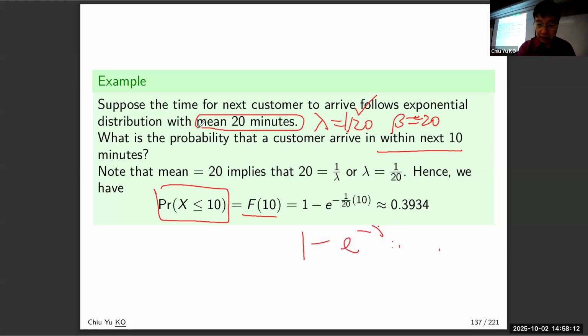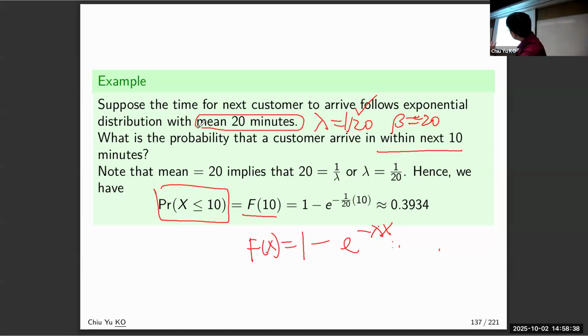This is the formula. If you remember a few slides back, this is something we need you to know, right? This is the big F function. So we just put the lambda, it's 1 over 20, put x10, then 40%. So it means that 40% of the time you arrive in the next 10 minutes.